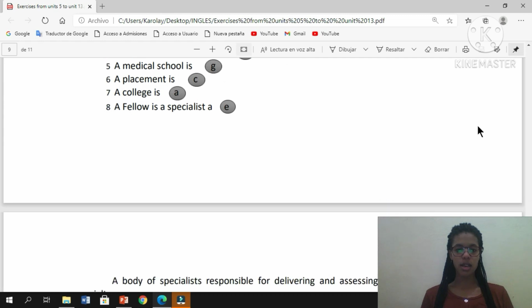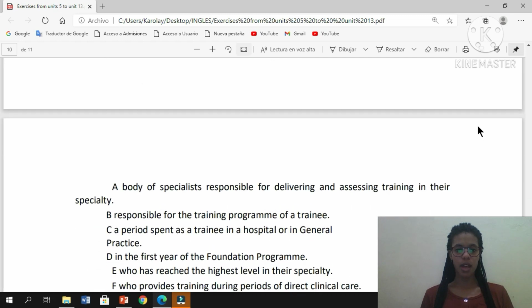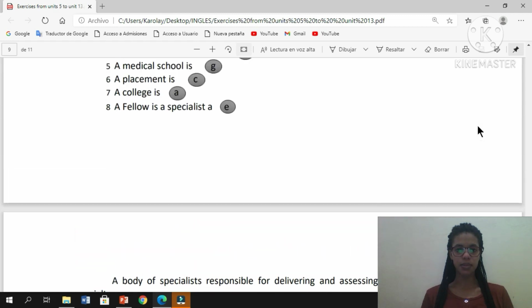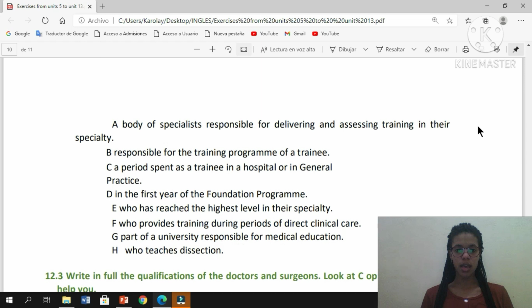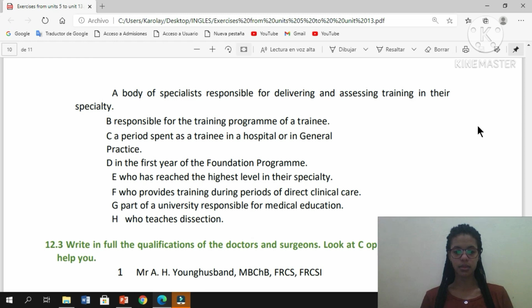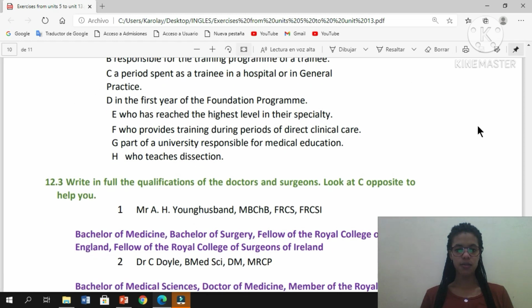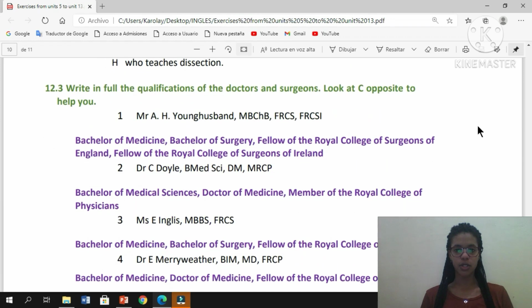A college is, the answer is A. A body of specialists responsible for delivering and assuring training in their specialty. A fellow is a specialist. The answer is I, who has reached the highest level in their specialty. Write in full the qualifications of the doctor and surgeon. Look at the opposite page to help.